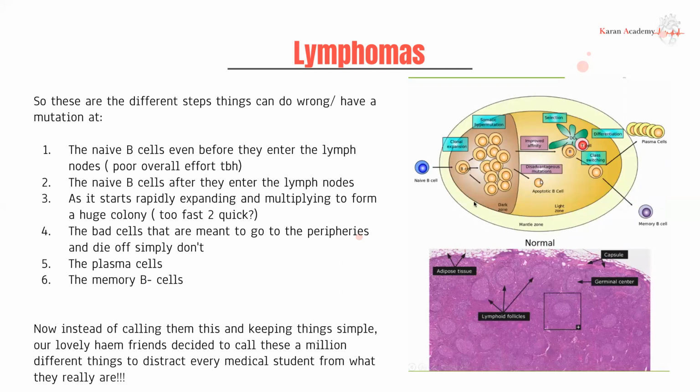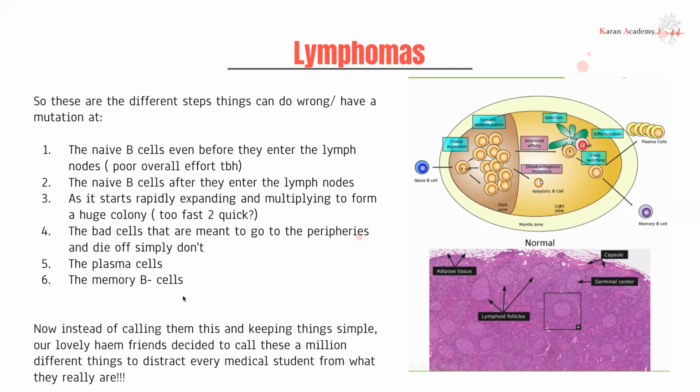The bad cells that were meant to die from this replicative process, as with any replication, you will have some cells that are just bad cells, and you want to usually get rid of them. These cells are usually meant to die, but if they don't, again, that can lead to problems. Finally, you have 2 classes of cells that are churned out. These are mature cells, so plasma cells and memory B cells, and you can have issues with both of them.